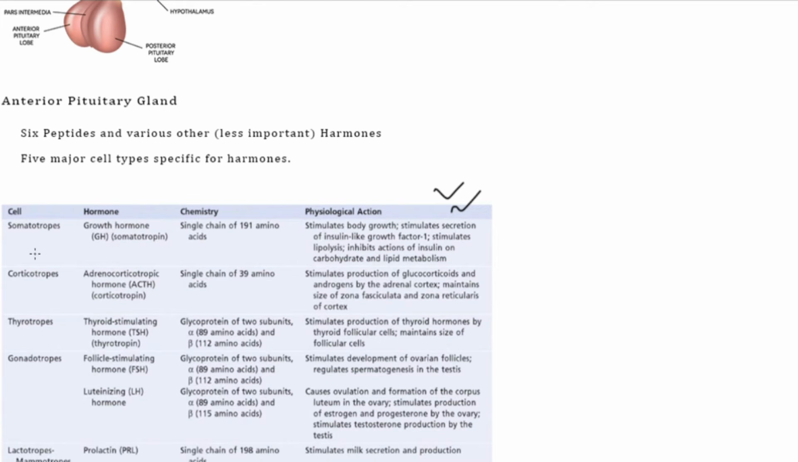Now most of the anterior pituitary gland is made by the somatotrophs, which make almost 30 to 40% of the anterior pituitary gland, 20% by the corticotrophs, whereas the remaining 3 types of cells make almost 2 to 5% each of the total anterior pituitary gland.